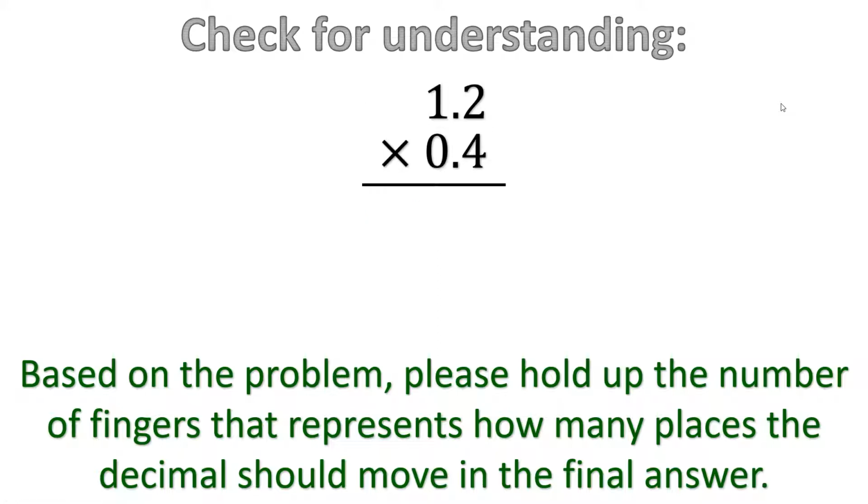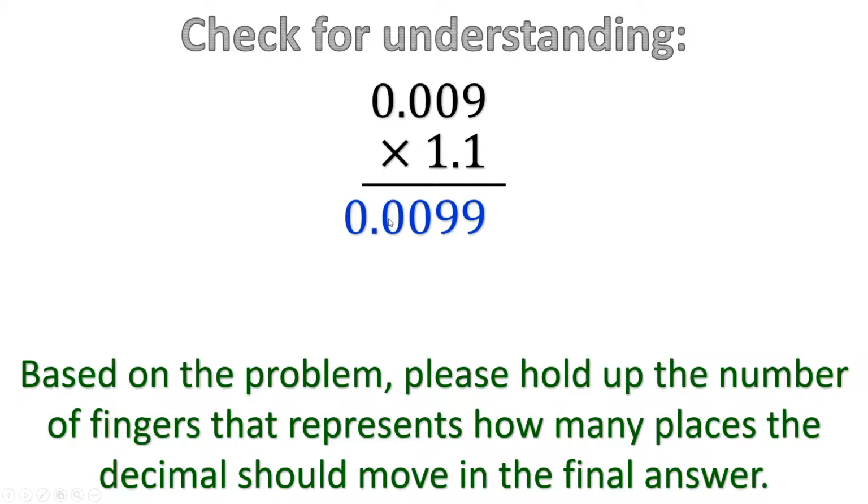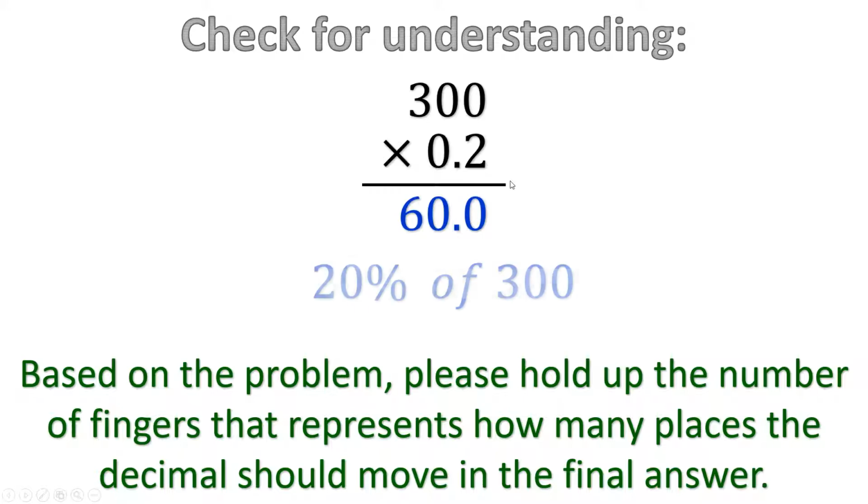How many numbers should be behind the decimal in this final answer? 1 here, so 2 behind the decimal. How many here? There's 3 here and 1 here, so that would be 4. So after you multiply the 2 numbers, make sure there are 4 numbers behind the decimal in your final answer. And on this one, there's only 1 number behind the decimal here, so you multiply and then you make sure 1 number is behind the decimal in your final answer.